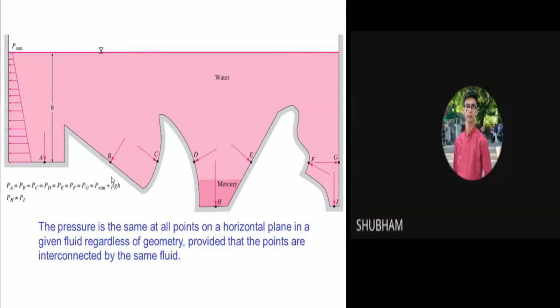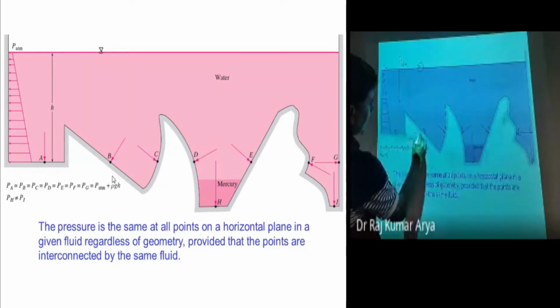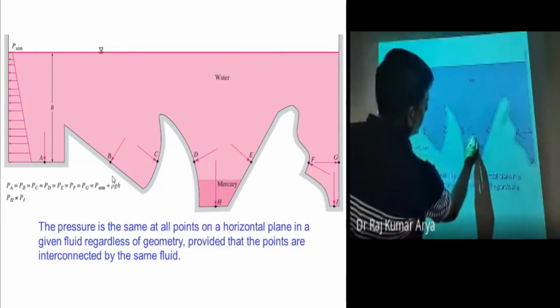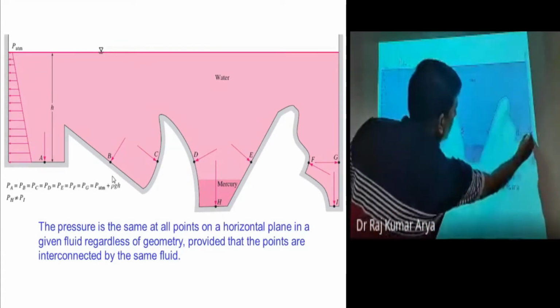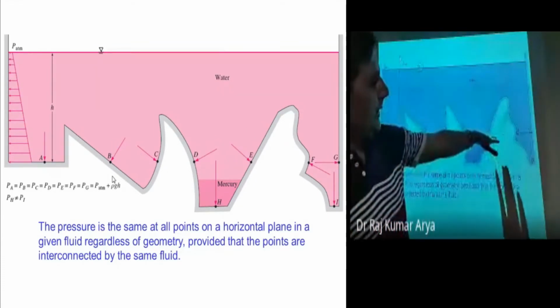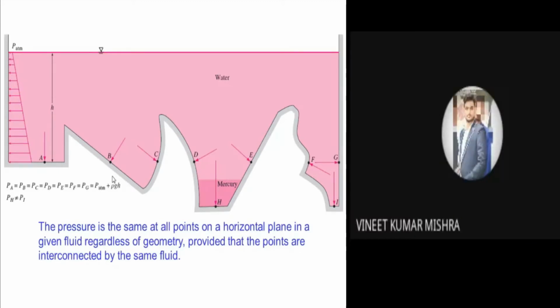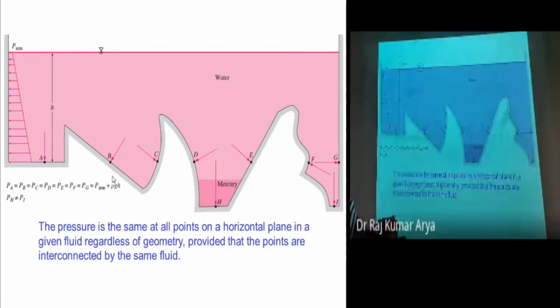Now after that, see these points. If you draw this horizontal line from here to here, what would be the pressure at point B, point C, point D, point E, F and G? Equal to point A pressure. Same.